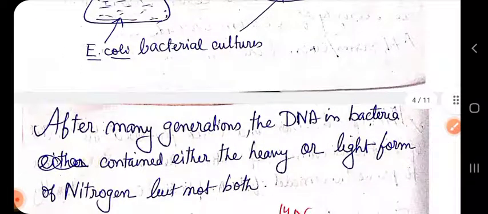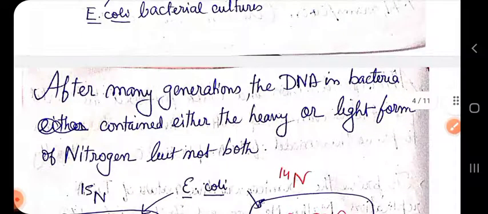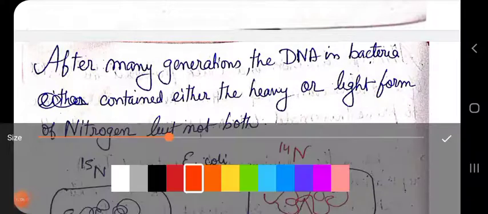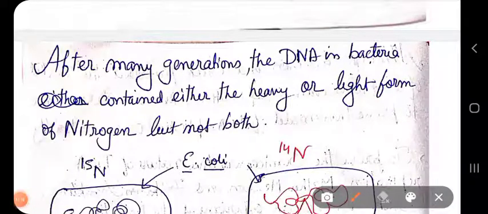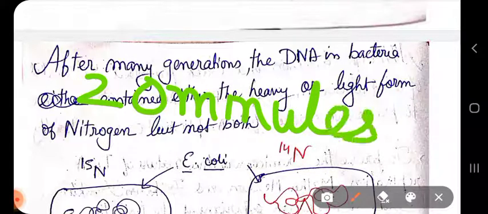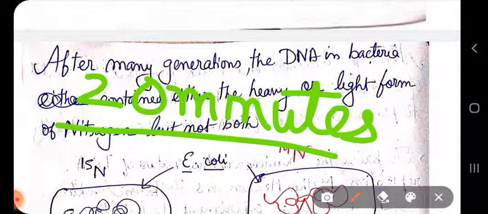Now, after many generations, when the E. coli cultures were grown in these flasks, the DNA in the bacteria will contain either the heavy or the light form of nitrogen, but not both. So you know the generation time. The generation time of E. coli bacteria is 20 minutes, if you have learnt in your microbiology class.